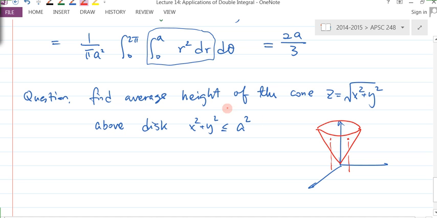Because if I don't have a disk, if I don't specify a certain region, that cone can extend to infinity. So now if the question defines a certain region, this is the disk here. So that cone is restricted to this region R. The cone may extend beyond, but what you're really looking at is only between the bottom region R and this top.